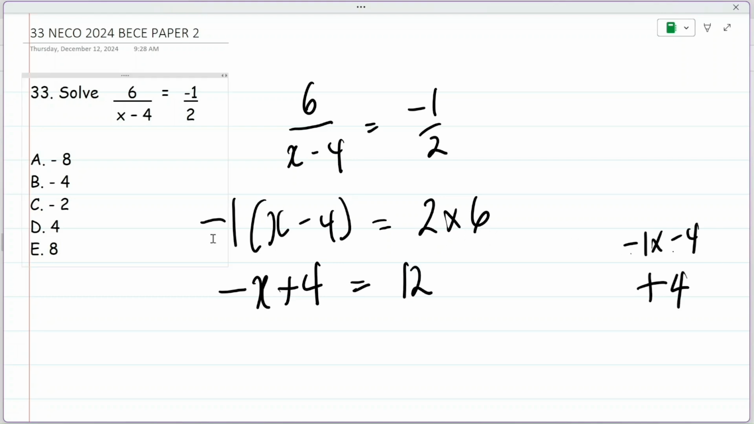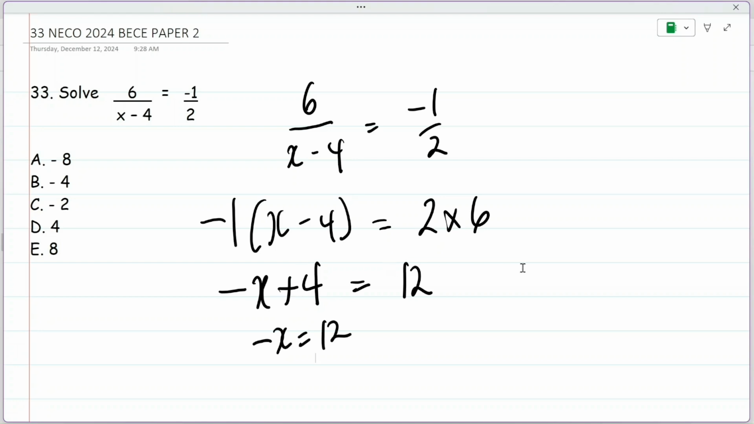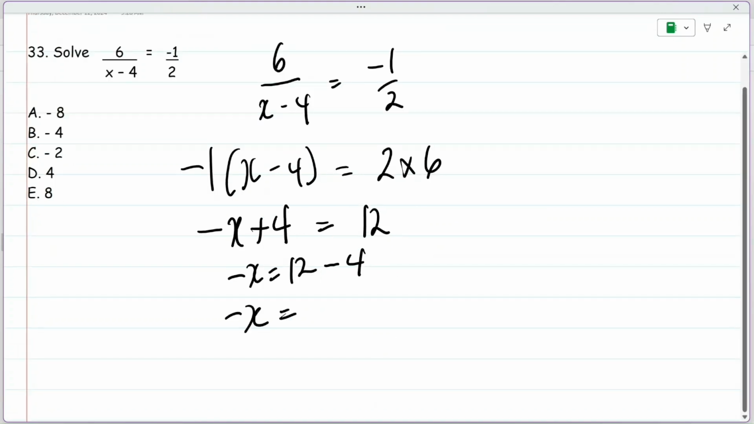You can see that this minus 1 changed not just this x from positive to negative, but this minus 4 to plus 4. That's why you should be very careful with negative or minus sign. It's very technical. It can get you the wrong answer if you're not careful with it. You have minus x equals 12, then plus 4 crosses to the other side. It turns to minus 4. We have minus x equals 12 minus 4, that's 8.